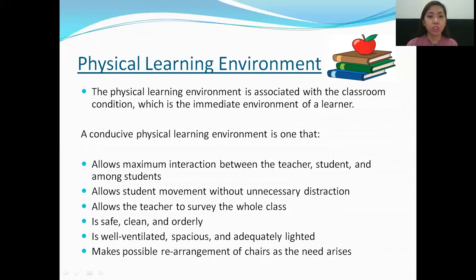It allows the teachers to survey the whole class, is safe, clean, and orderly, is well ventilated, spacious, and adequately lighted. It makes possible rearrangement of the chairs as the need arises.